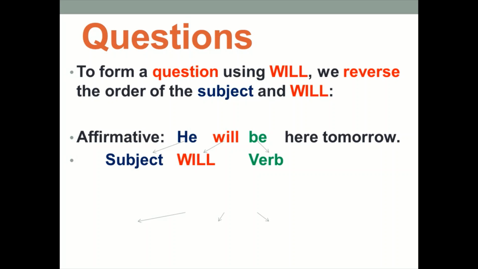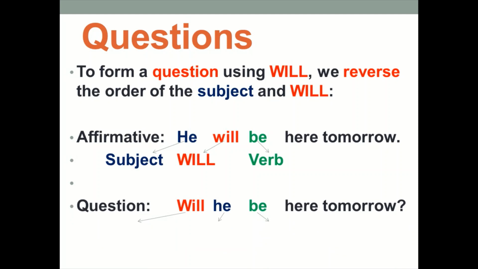So to form the question, we switch the subject and will, so it will become, will he be here tomorrow? So now you can see that we place will at the beginning of the sentence, followed by the subject, he. Okay, so that is how we are going to form questions using will.